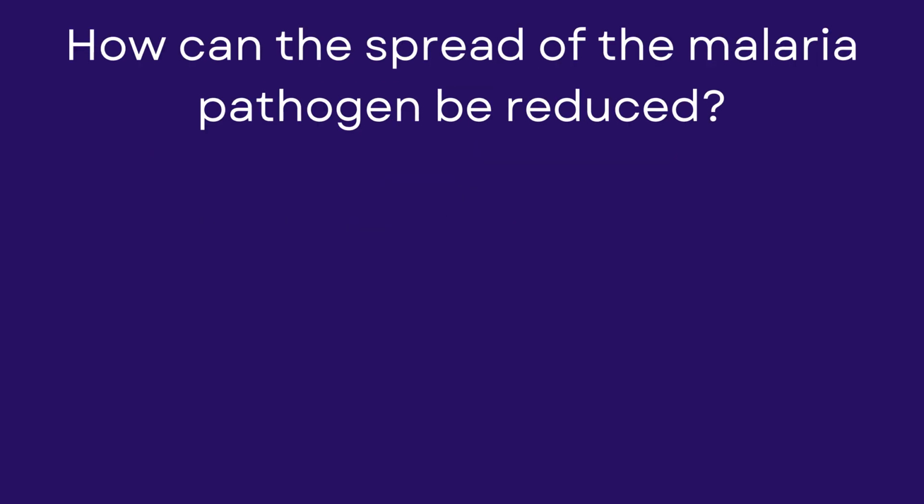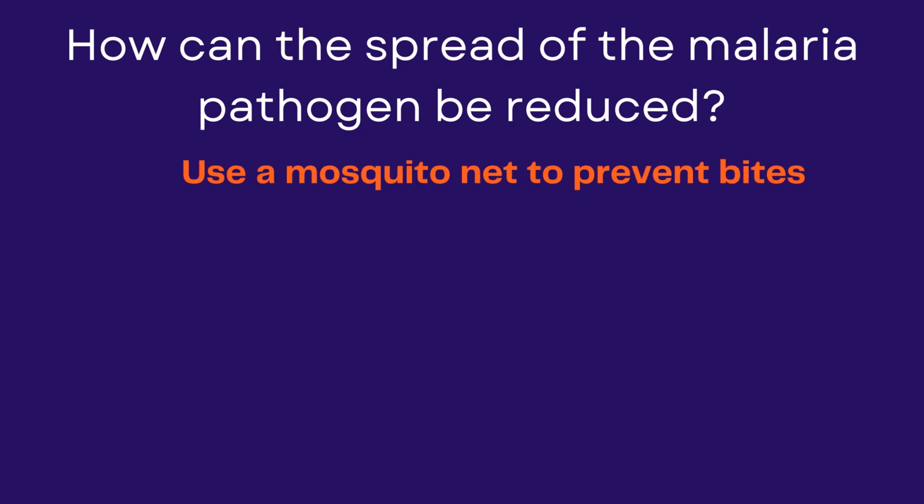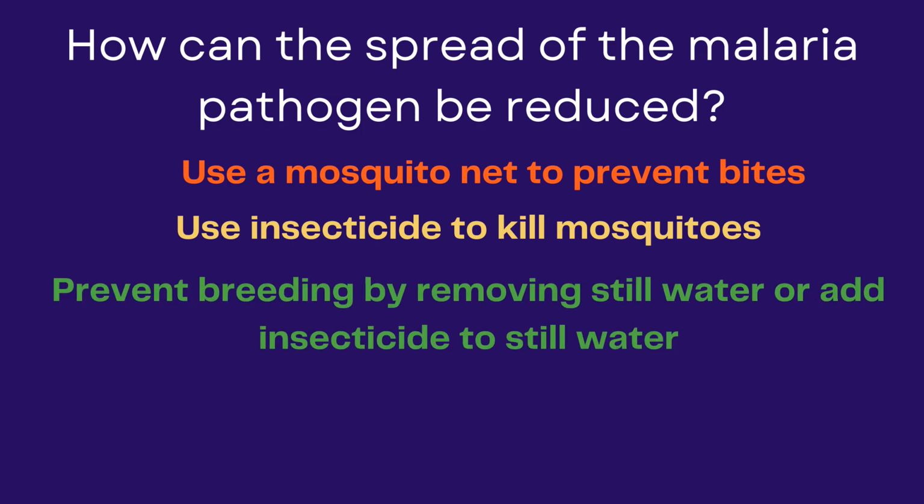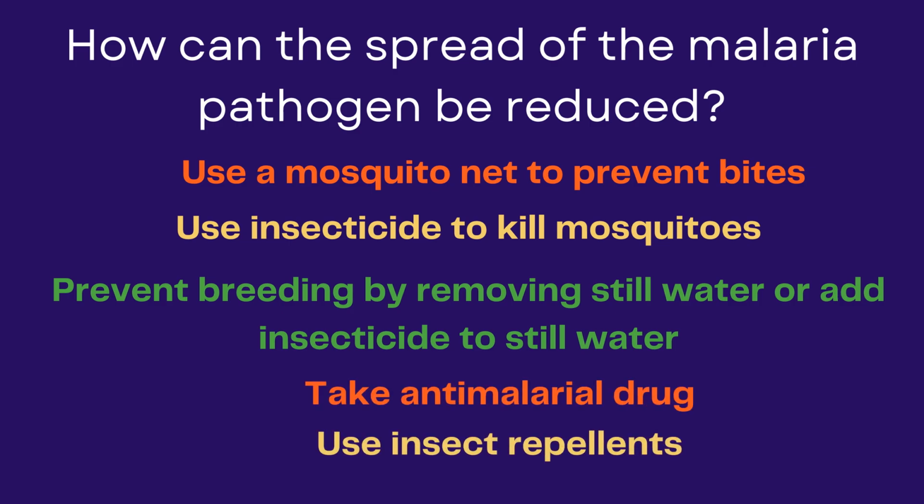How can the spread of malaria pathogen be reduced? Use a mosquito net to prevent bites. Use insecticide to kill mosquitoes. Prevent breeding by removing still water or add insecticide to still water. Take antimalarial drug. Use insect repellents.